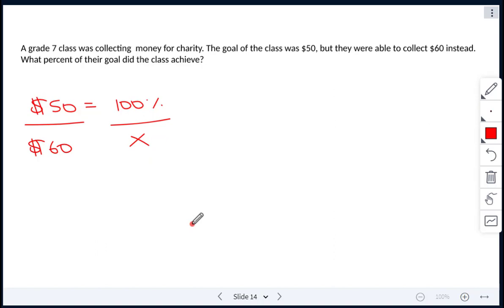What is that percent? Again, we're just going to use cross multiplication. So our x is 60 times 100, and then we're going to divide by 50. So a method of cross multiplying. Put that into your calculators, and we get 120%, which is what we expected because they went over their goal of $50. So we would expect our percentage to be over 100%. So their percentage is 120%.